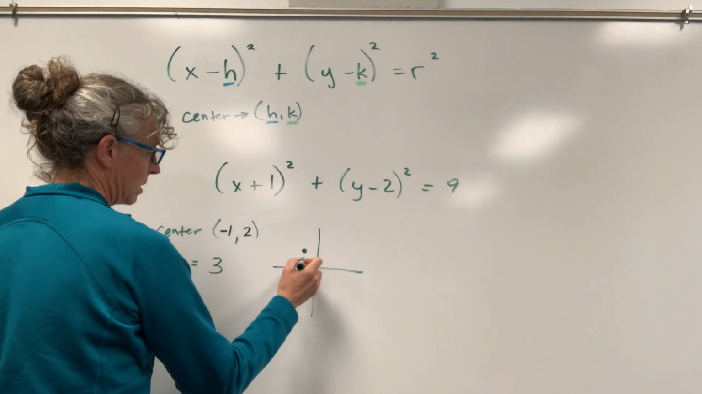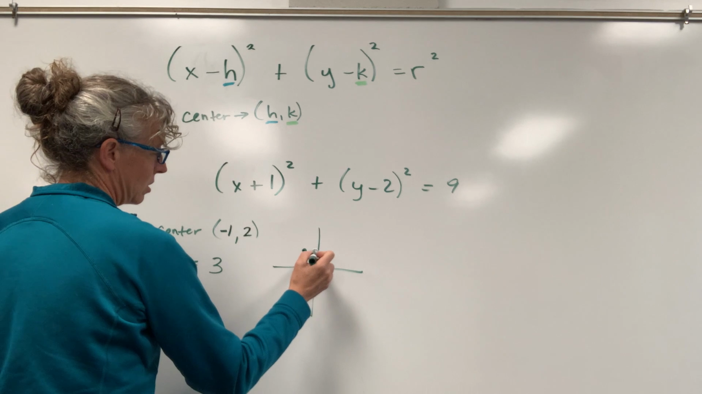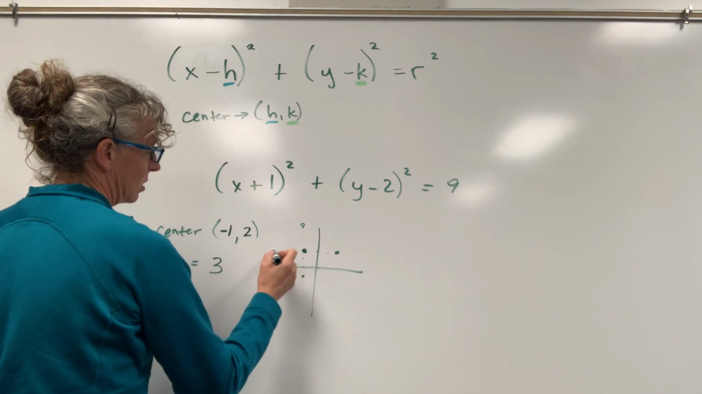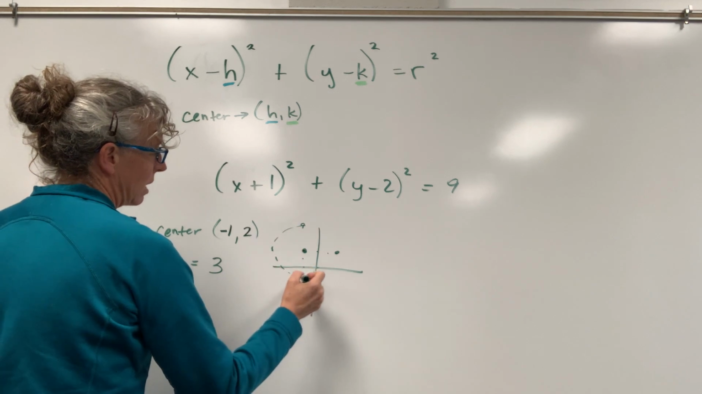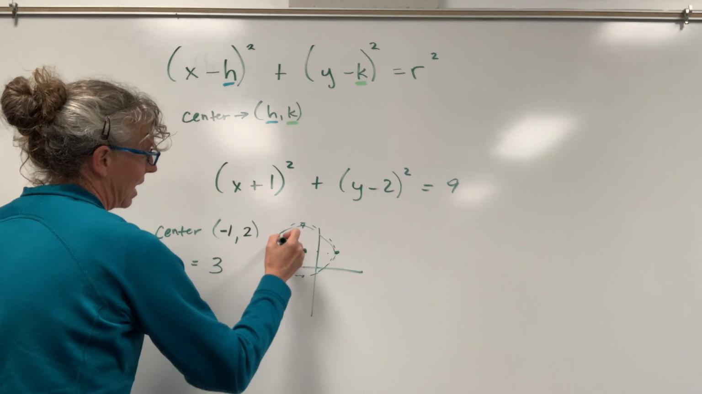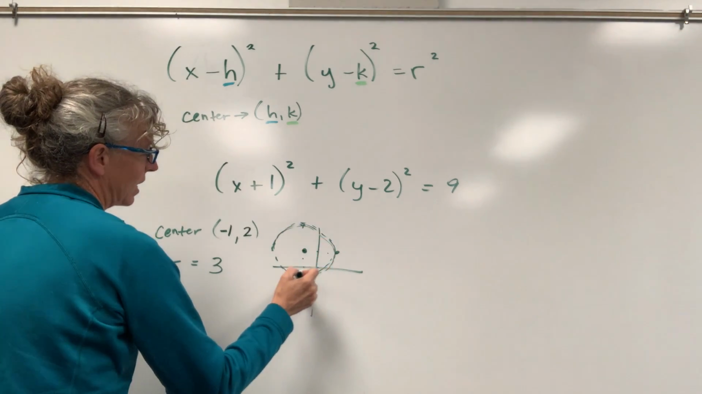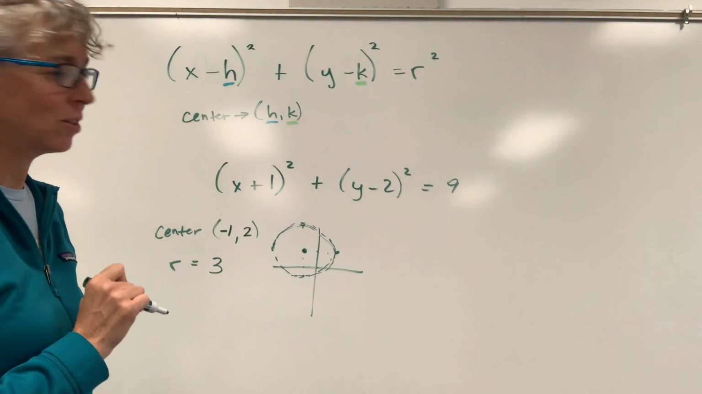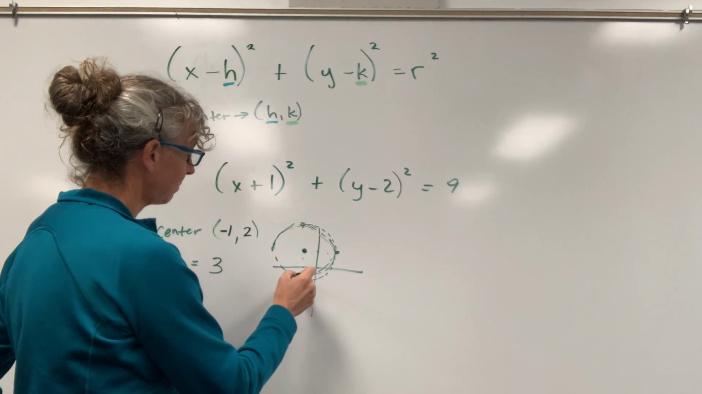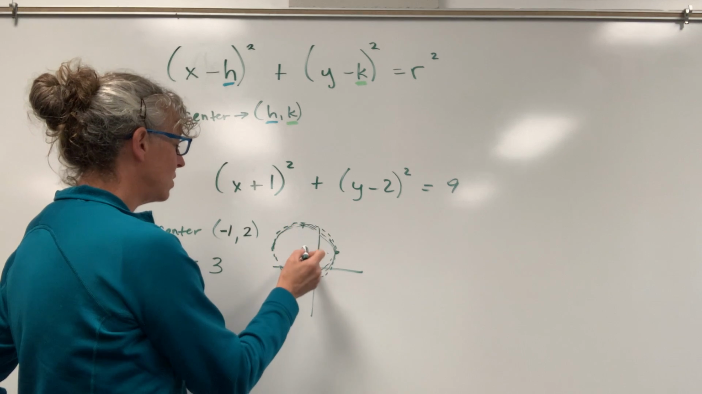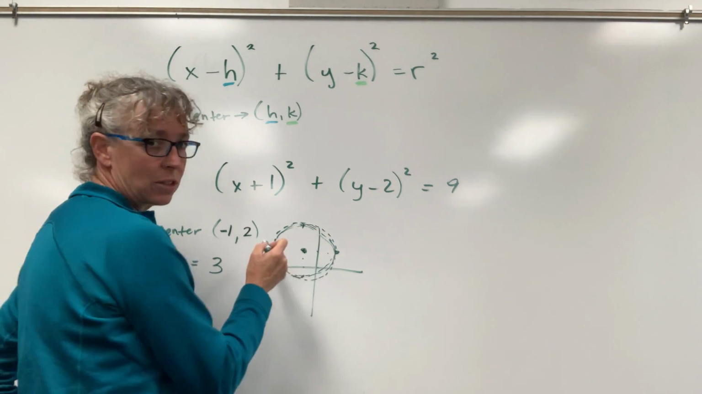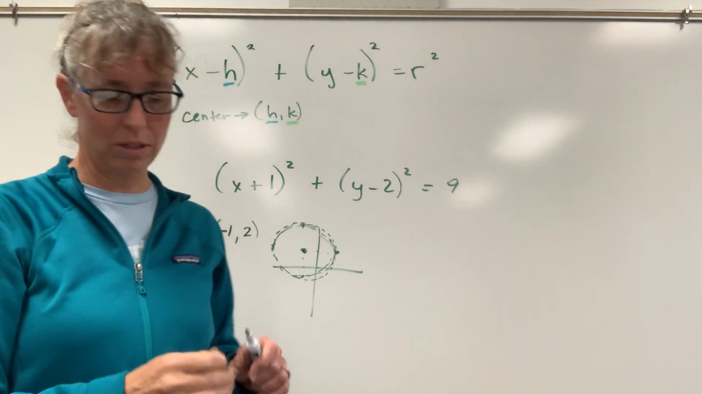I could go 3 positions down, 3 positions over, 3 positions up, 3 positions this way. I do 4 radii so that I have a good idea of where my circle is, which helps when you don't actually have a graph on the board. I'm sorry, this is a disaster over here. I'm not sure what's happening. Okay, so I plot my center, and then I do the radius out 4 directions so I have a nice idea of where my circle is supposed to go.